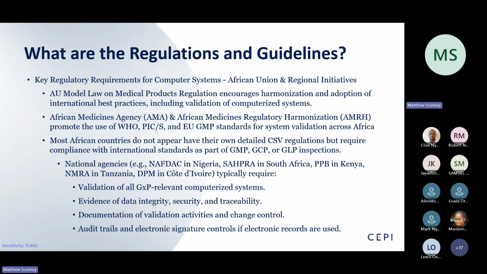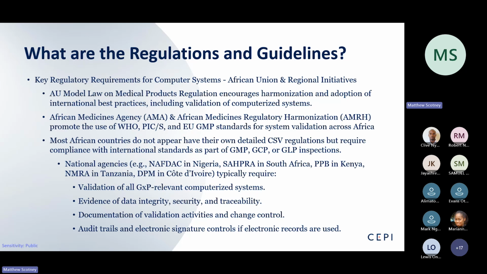What we do have is a number of the national agencies who typically require 4 elements when it comes to computer systems. You've got the validation of GxP related computer systems. You've got evidence of data integrity and security and traceability. You've got documentation of those validation activities, and associated with that, you've got the control of change. So if you're making changes to a computerized system, you need to be looking at how that would be done. And then finally, you've got audit trail and electronic system controls if you're using electronic records, which inevitably you would be when it comes to a computer system.